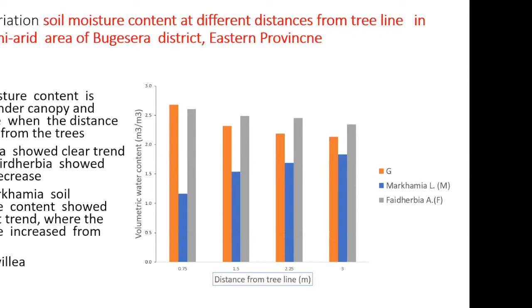Under the tree, you have higher moisture, and around 0.75 centimeter distance. And if you consider Faidherbia albida, you see almost the same trend, but the diminution is not really clear. When you see Markhamia lutea, we didn't understand the result, but that is what the data give us. You see that moisture is increasing where you are far away from the canopy of the tree. Next, please, Wilson.